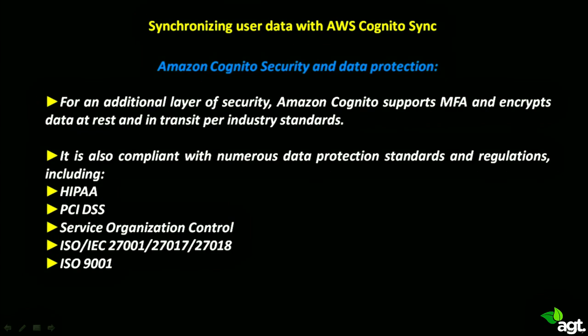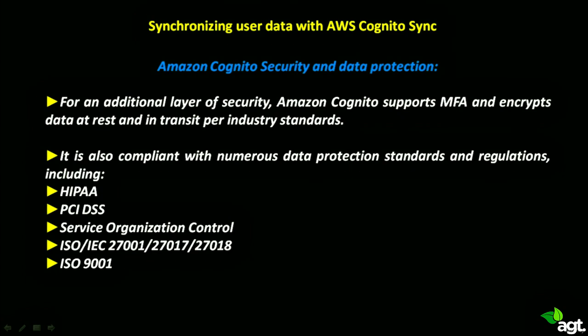So for Amazon Cognito security and data protection, we need to understand that security in Amazon Cognito aligns with AWS. It means a shared security model for data protection. So AWS provides security of the cloud, while organizations are responsible for security in the cloud. For an additional layer of security, Amazon Cognito supports MFA and encrypts data at rest and in transit per industry standards.